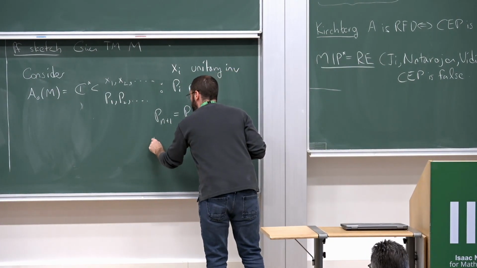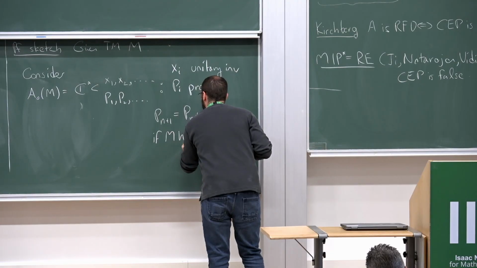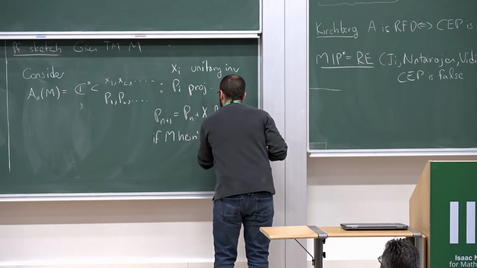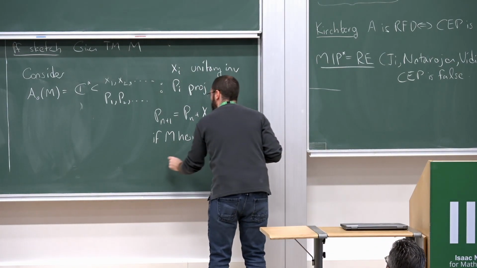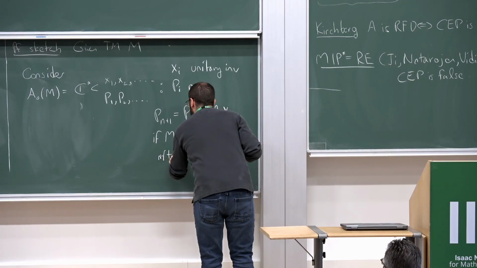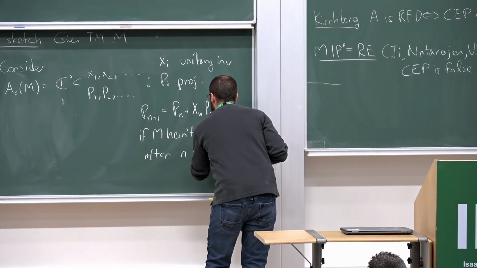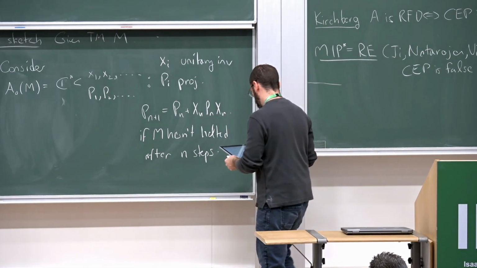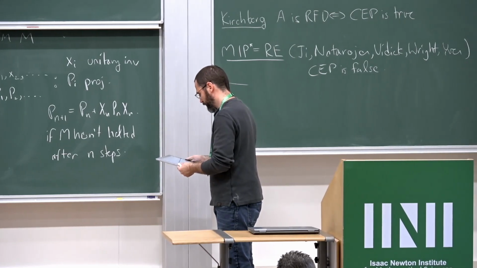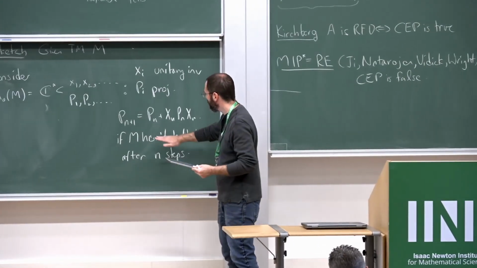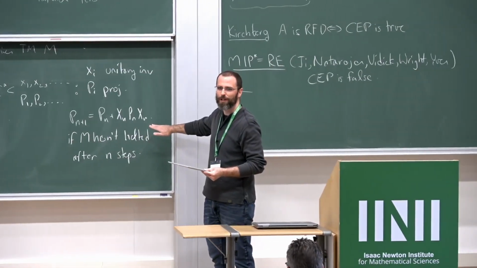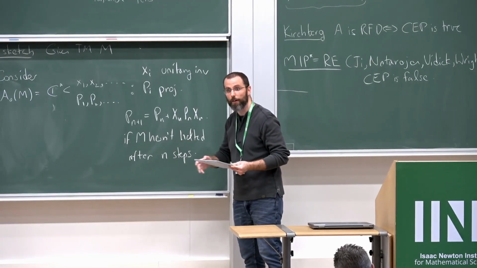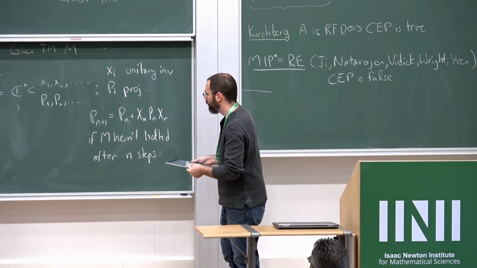but only if M hasn't halted after n steps. So if M halts, then at some point we're going to stop including these relations. If M runs forever, then we include all these relations for all n. That's the idea.